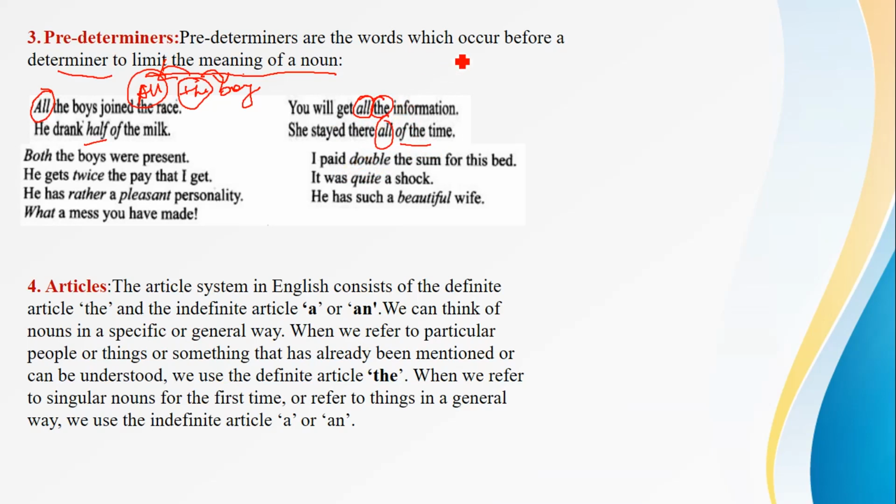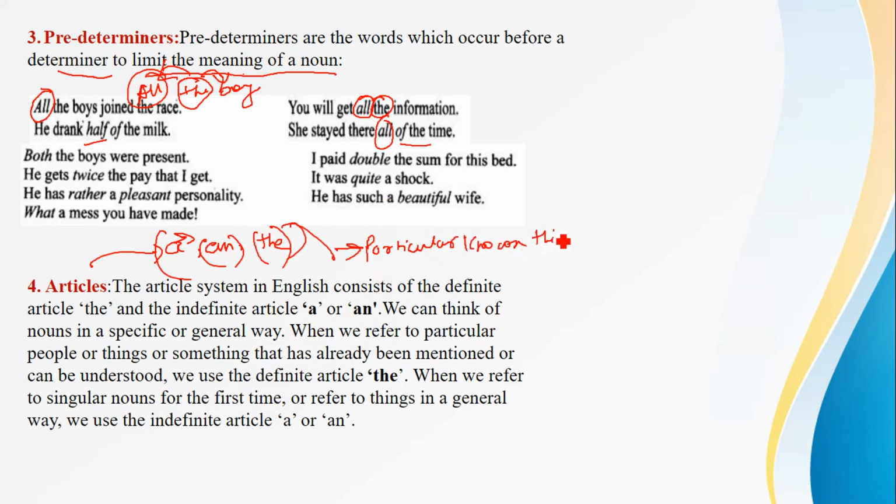Next is articles. Articles we have already studied. So we have got three articles, a, an, and the. A is used in front of a consonant sound and in a singular noun. An is used in front of a vowel sound and in a singular noun. The is used for a particular known thing. It can be a person, it can be a place as well.